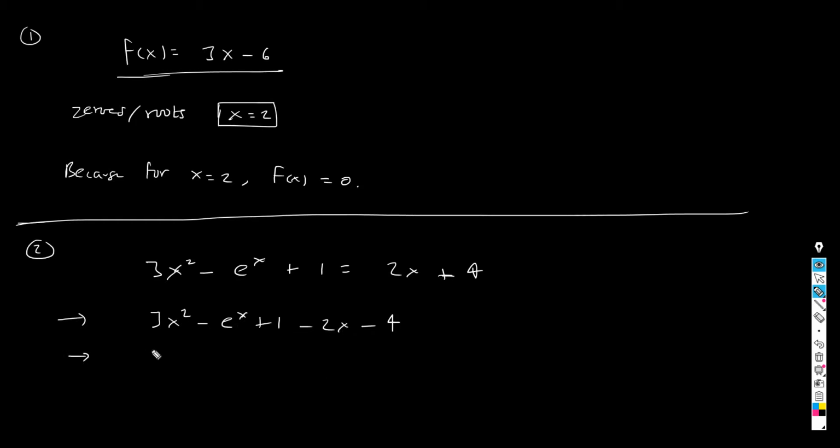Then I'm going to simplify. So 3x squared minus 2x is going to be x squared minus e to the x. And then we have, I forgot the equals 0 here. Then we have minus 3. So any equation in one variable or any other variables can be written like this. Some expression equals 0. You must agree with that, right?